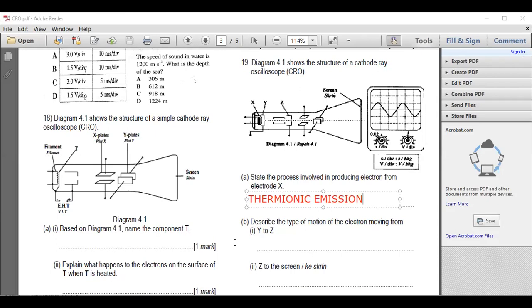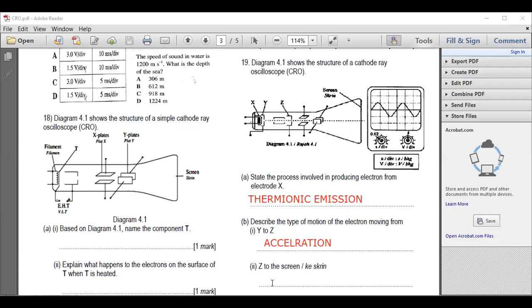Okay. Now, describe the motion from Y to Z. That means from your control grid up to your anode. So what happened, right? The filament will heat up the cathode, so there'll be electron release. So this electron will be pulled by the anode. Z is your anode, so the anode will pull. So what happened? The motion will be acceleration.